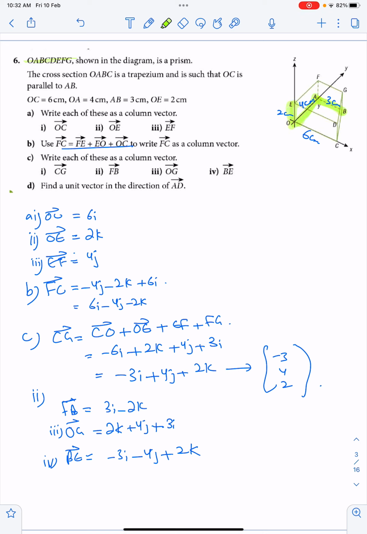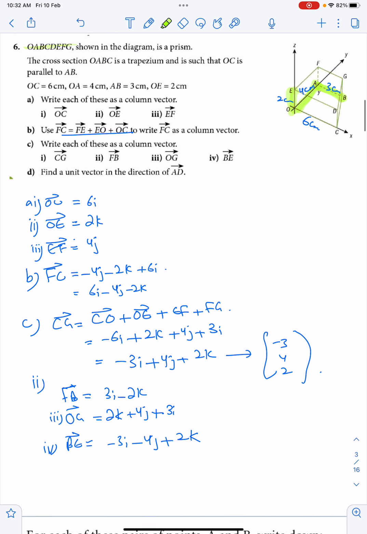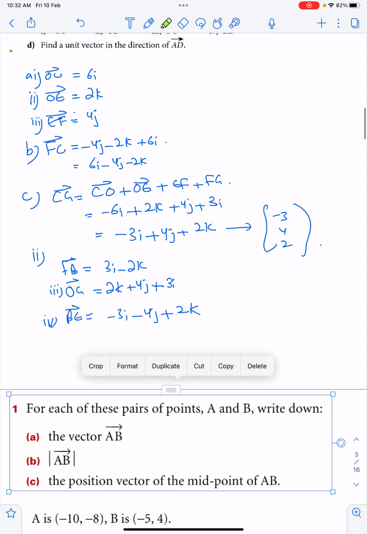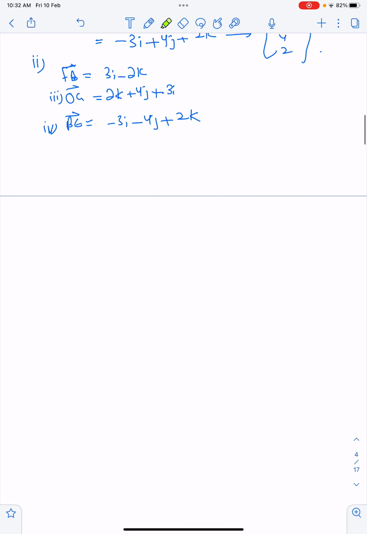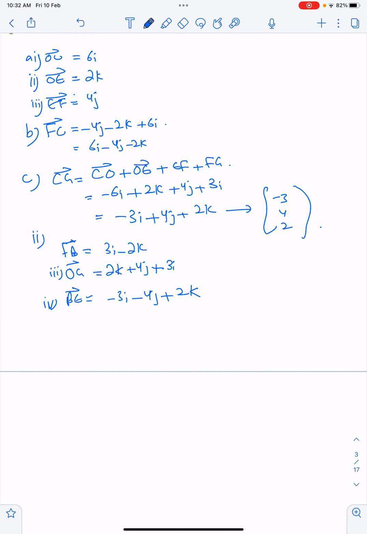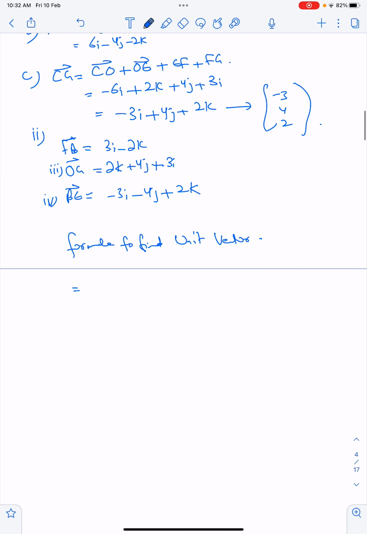Find a unit vector in the direction of AD. For that, we have to find out AD first. In order to find the unit vector in the direction of any vector, I'll write down the formula here. Formula to find unit vector. If I have to find the unit vector of AD, which will be represented by AD with a cap over it, it will be vector AD divided by the magnitude of AD.